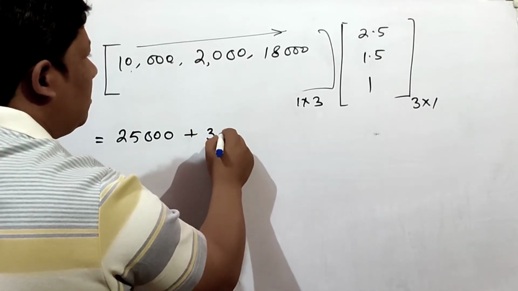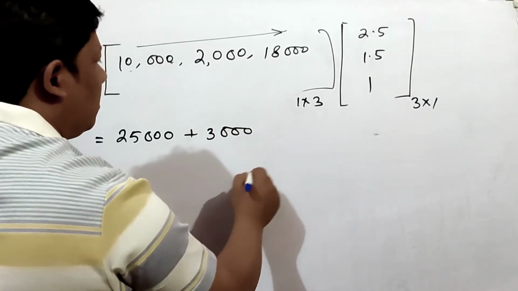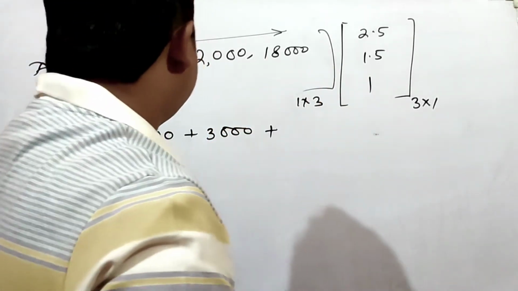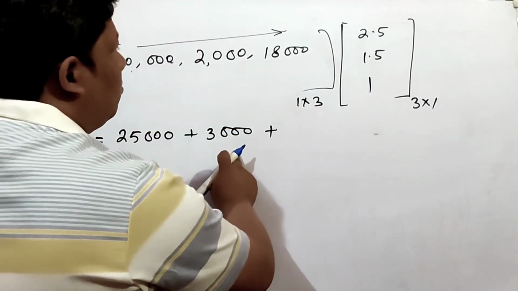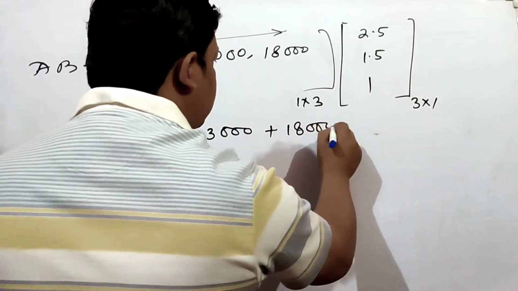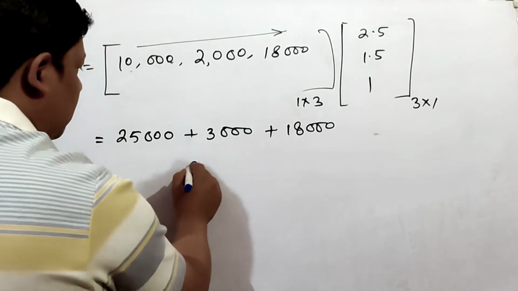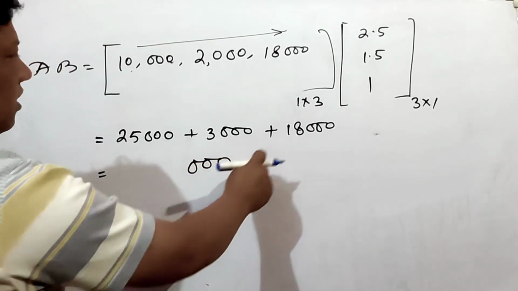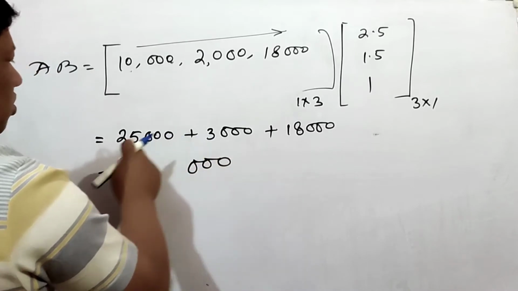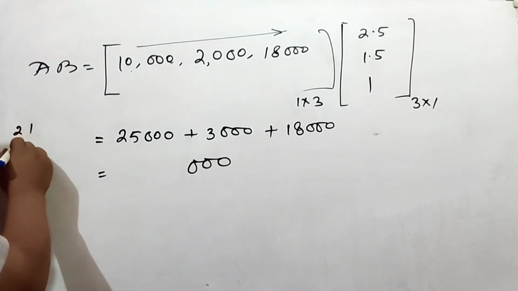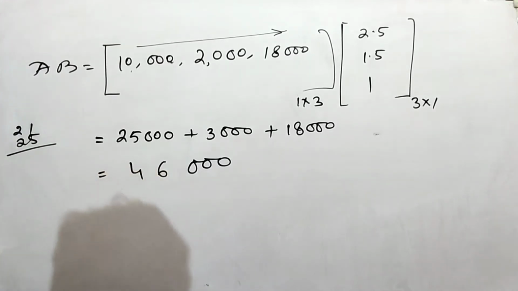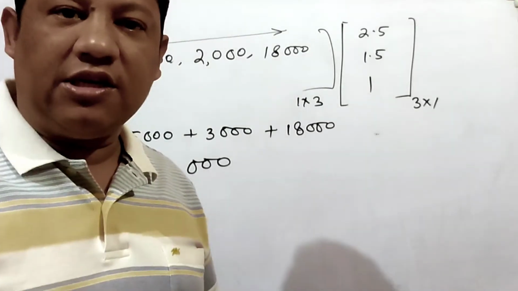3, 0. These two terms multiply, then I get 3000. Next these two terms, 18,000. So I get 30 here and 18 or 3, 21 or 25. I get how much? 46,000. So I get 46,000 for the first market.